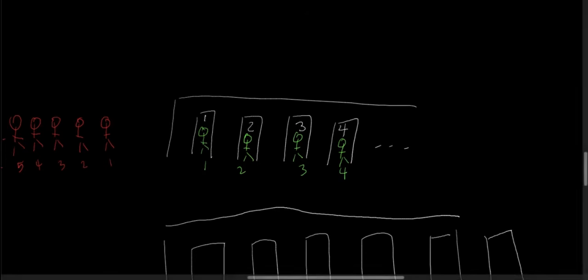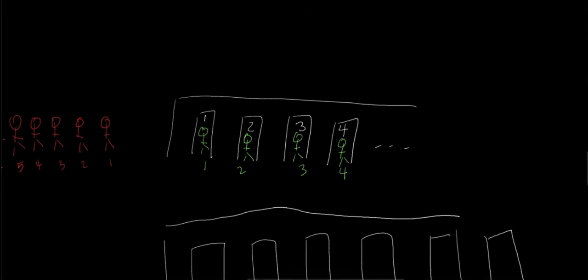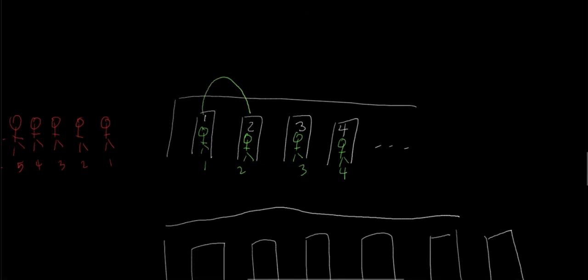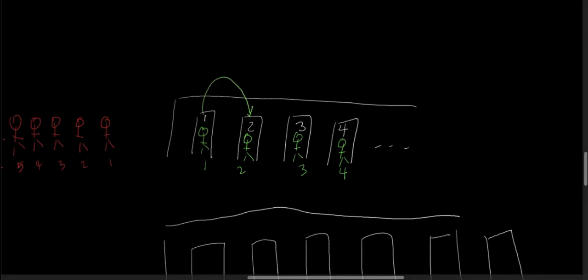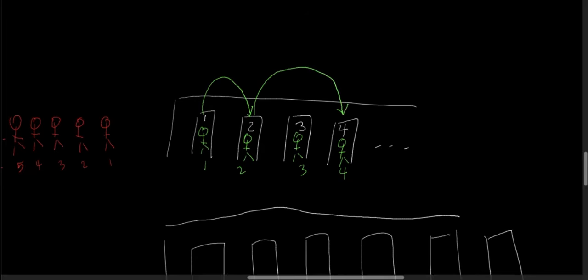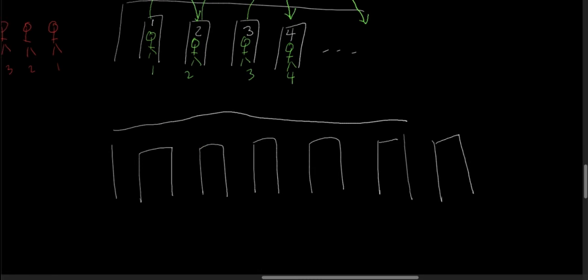The solution is to ask the current guests to double their room numbers. So the person in room 1 will be asked to move to room 2. The person in room 2 will be asked to move to room 4. The person in room 3 will be asked to move to room 6, and so on. And the result of this is that only the even-numbered rooms will be occupied by the current guests.